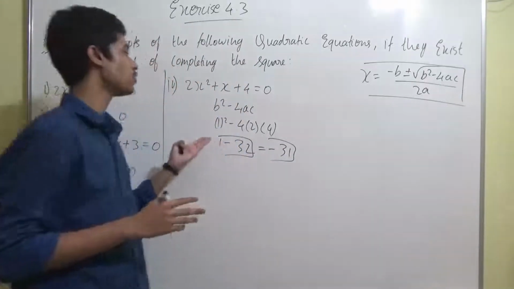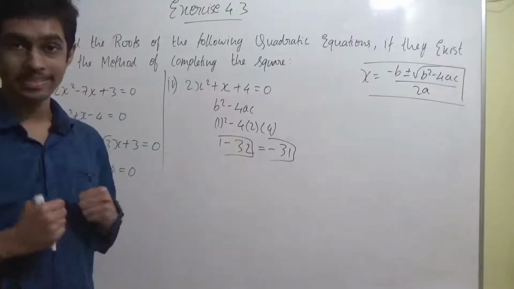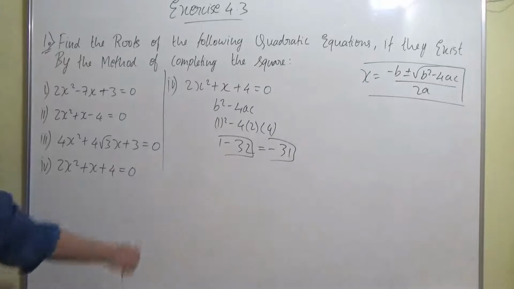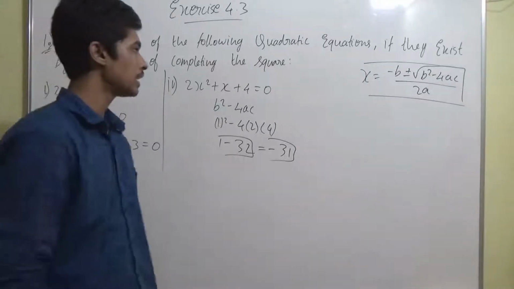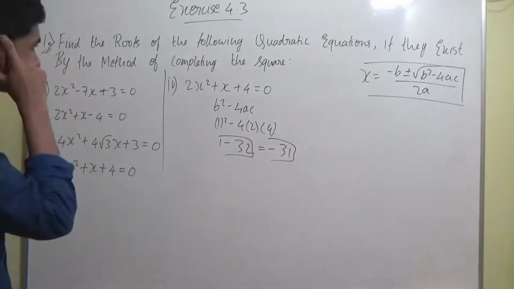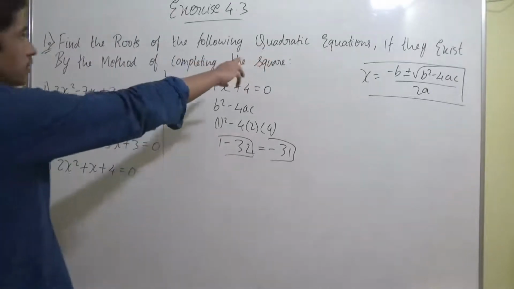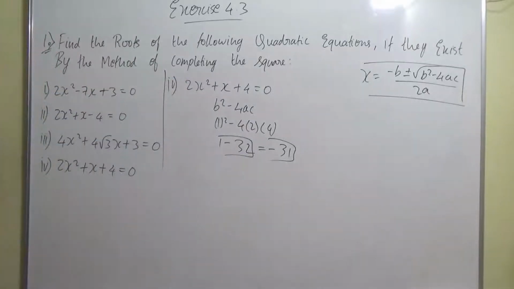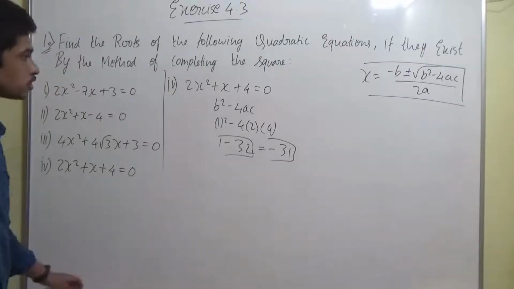If b square minus 4ac is less than 0, which means it doesn't have real roots, which means there's no need to find the solution for this equation. Getting it, guys? That's the thing, it doesn't have any real root. They are telling to find the solution, if they exist, by the method of completing square. It doesn't have any solution, so we are not going to find it out. That's it, guys. Now, if you want, you can take the screenshot of this one also.